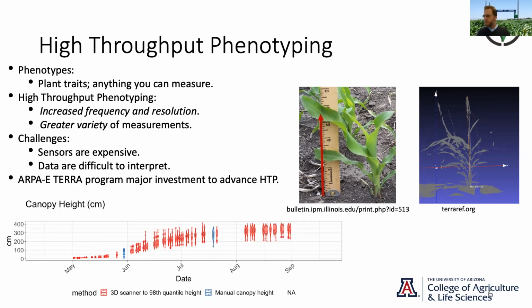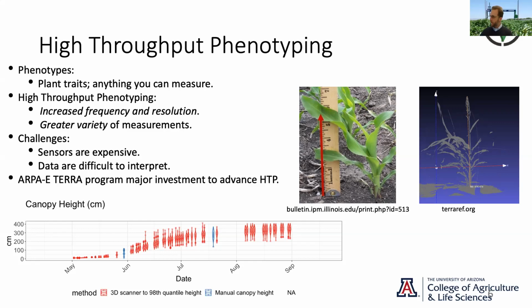What high throughput phenotyping seeks to do is increase the frequency and resolution of these measurements as well as enable a greater variety of measurements. So more specifically, look at the next picture, a 3D point cloud of a sorghum plant. And what you can see is that it's easy to get accurate measurements, not only of the height of the plant, but also of other components, the volume of the seed head, for example.